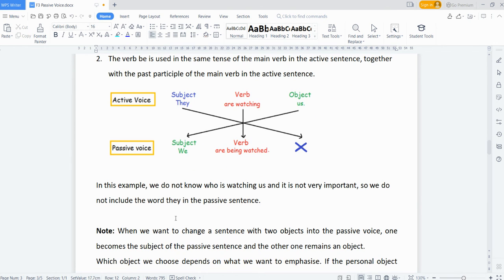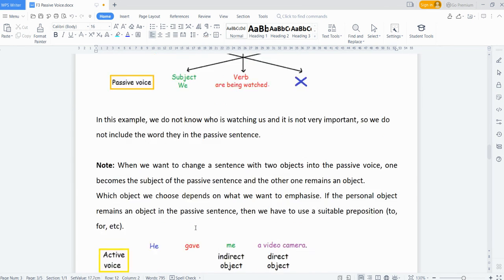Next, in this example, we do not know who is watching us. Kita put je they, tapi kita tak tahu they tu siapa, polis ke, askar ke. And it is not very important, so we do not include the word they in the passive sentence. Tak payahlah tulis they tu kat sini sebab tak penting.